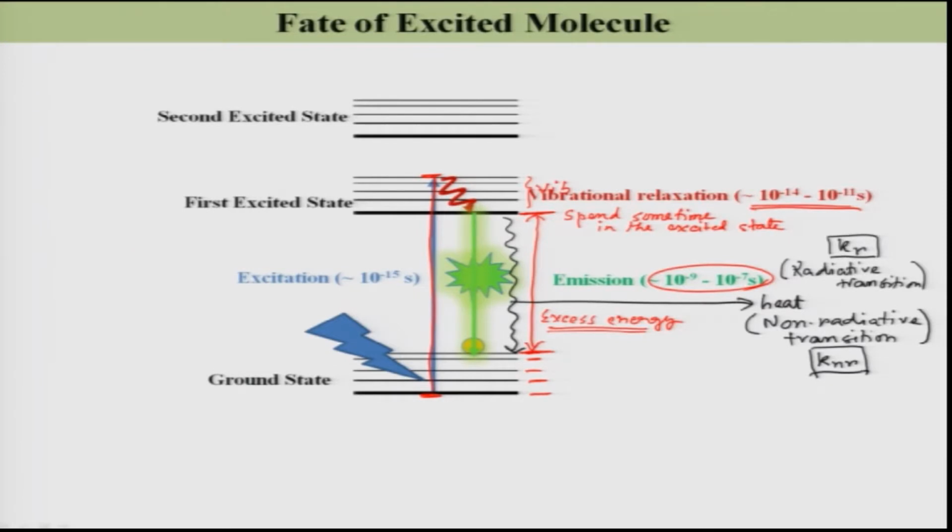After it comes back to a vibrational level of the ground state, it will eventually come back to the lowest vibrational level of the ground state, because that is the Boltzmann allowed level, as the energy difference between the two vibrational levels is much higher compared to the energy available at room temperature.